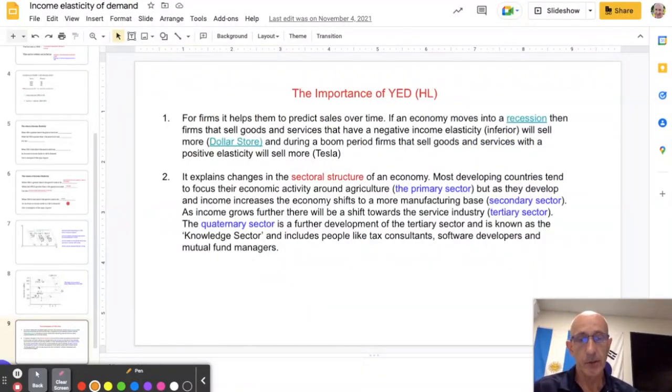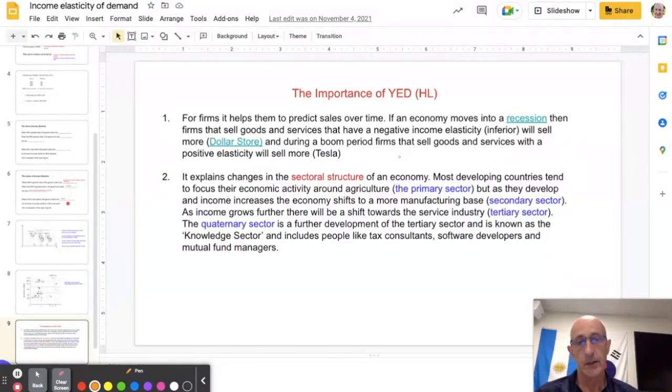For higher level students, they need to know a little bit more about YED in 2 respects. One is the importance of YED for firms. It helps them to predict sales over time. Stores like the Dollar Store, Dollarama, the everything for £1 type stores, do very well in recessions. So they can make predictions, given where the economy is heading over the next few months, as to what their sales are likely to be. Other firms selling more luxury type products will also be impacted, and it's important for their planning to know what is going to happen to demand over the next few months.